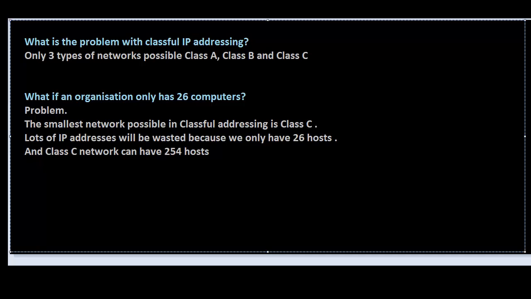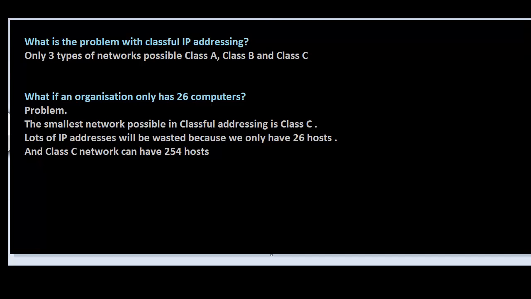Now there is a problem, and the problem is that the smallest possible network in classful addressing is a class C network, and in a class C network we can have 2 raised to power 8 minus 2, which is equal to 254 hosts. So when you request a class C network, you're going to get these many IP addresses.